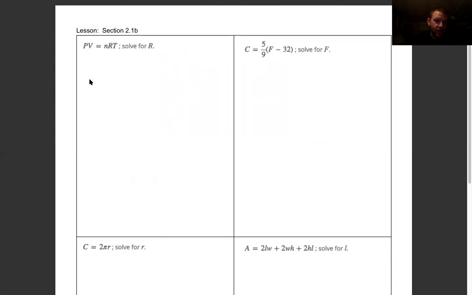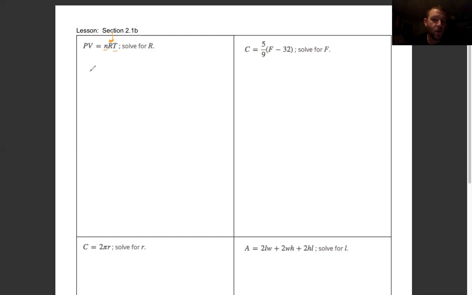First one, PV is equal to nRT. And we got to solve for R. So all you're doing when you're solving for R is getting it by itself. You're just putting it on one side of the equation by itself. Since it's already on the right, let's keep it on the right. And we got to get n and T to the left.